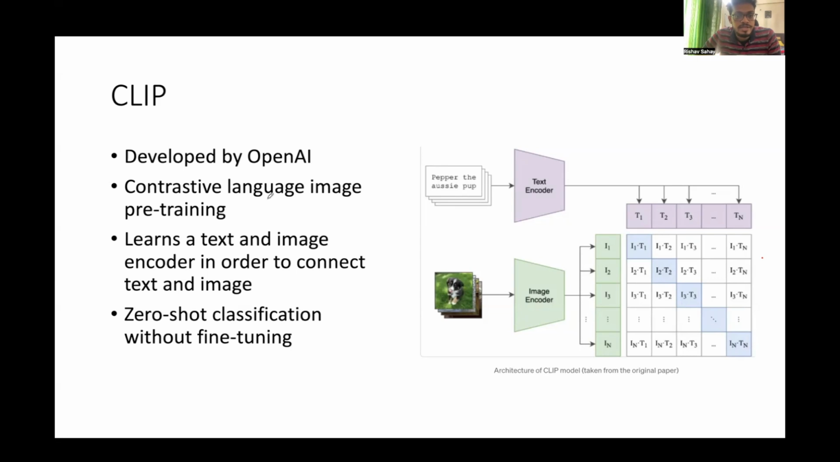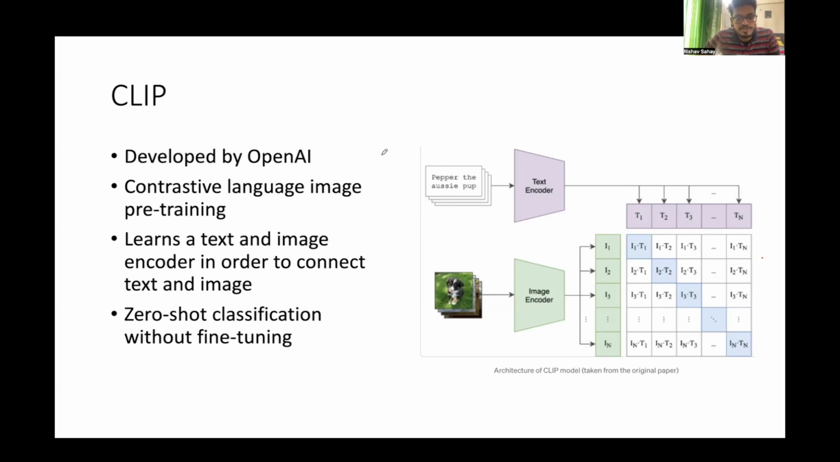So as we see here, given a set of images and a set of texts, which are the corresponding captions for the images, here we have two encoders. One is a text encoder and one is the image encoder. These are randomly initialized from scratch. The text encoder will encode each of the texts, and the image encoder will encode each of the images. And then we come up with this matrix, which basically contains the dot product or the similarity between each text and image pair.